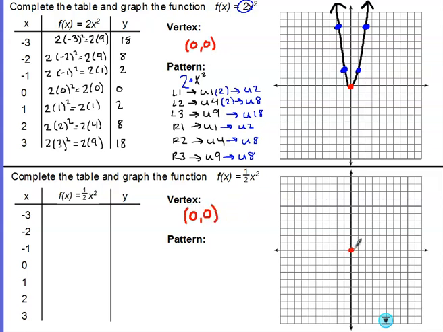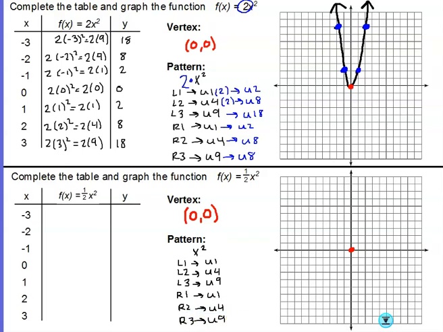So I'm going to start with my vertex here, and then I'm going to look at my function. My function is an x squared function. So I'll start with x squared, and I'll use that to create my pattern. Left 1, when I square it, I go up 1. Left 2 means I go up 4. Left 3, when I square it, gives me 9, so up 9. And on the right, 1 becomes up 1. Right 2 becomes up 4. Right 3 becomes up 9.